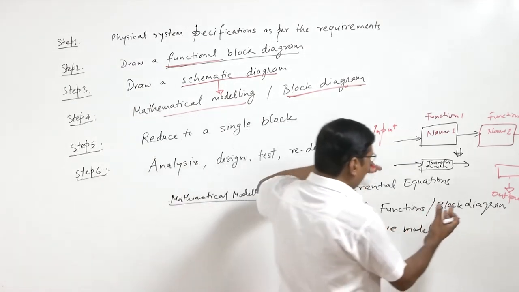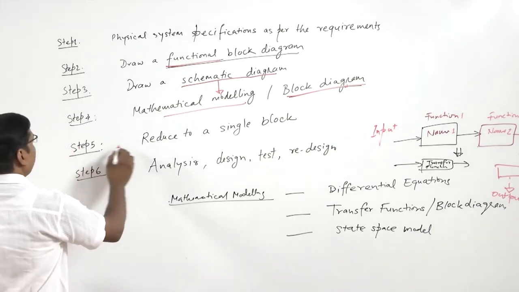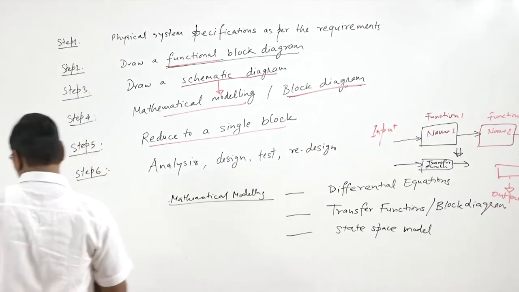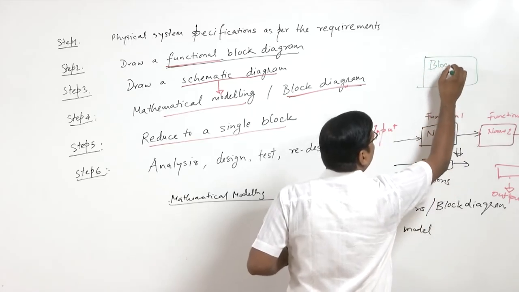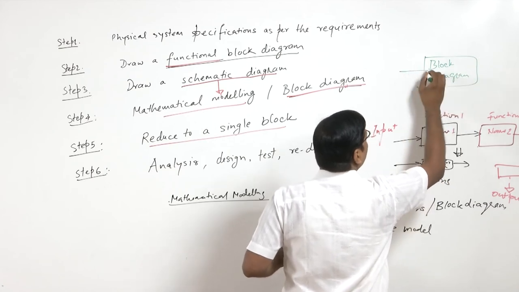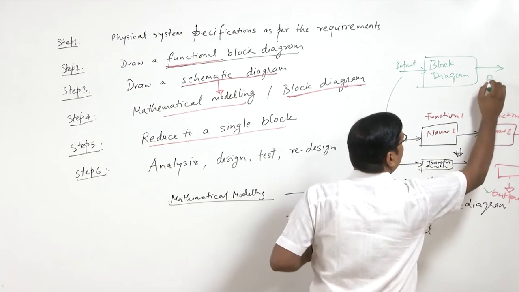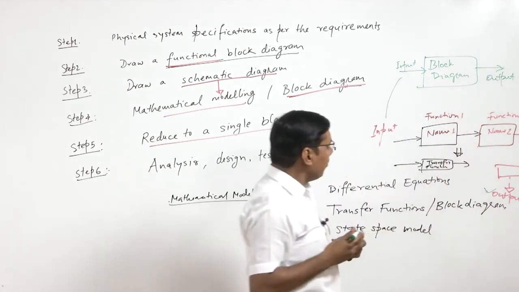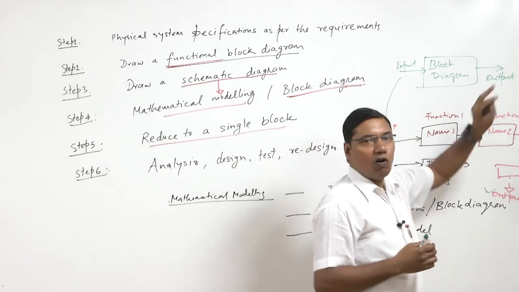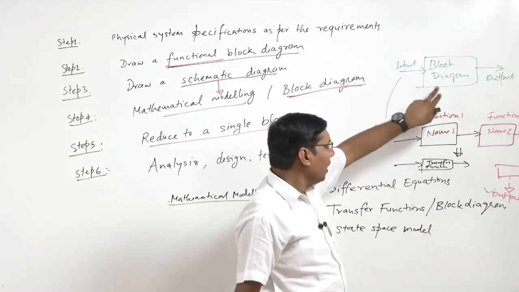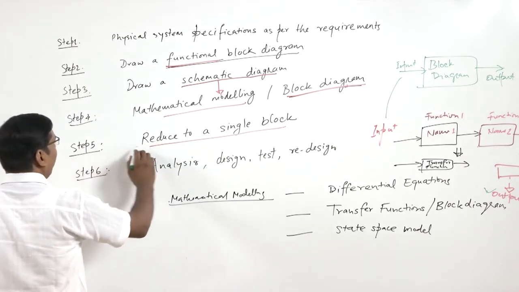So these several block diagrams we can reduce into a single block diagram in step number 5. That single block diagram has this input and this output. It means this block diagram is for the complete system, and we know that this is the specific input we give to the system, and this is the output that we are going to get from that system. So this is step number 5.